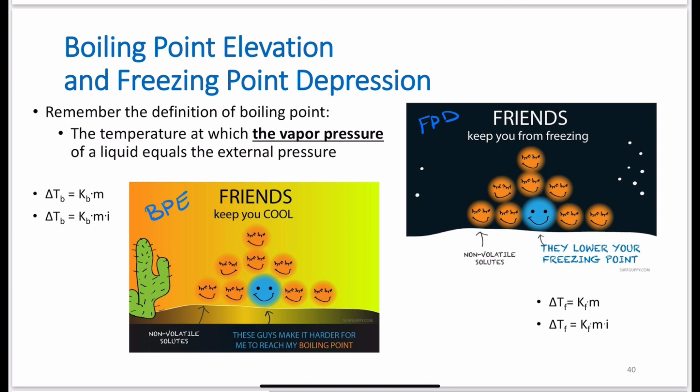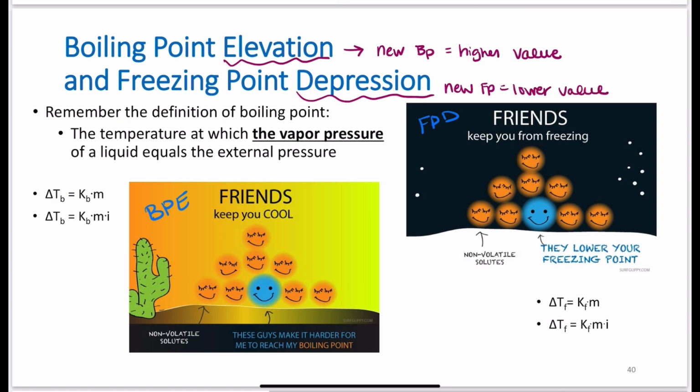I find it easier for students to remember actively that boiling point is elevated and freezing point is depressed. So that means the new boiling point is higher. The new freezing point is a lower value. I say higher and lower intentionally because we often use water as solvent, but it doesn't have to be. So if you're using water, the freezing point will be negative, but if the solvent has a freezing point that's already a positive value, it may still be positive, but it will be lower on the scale.